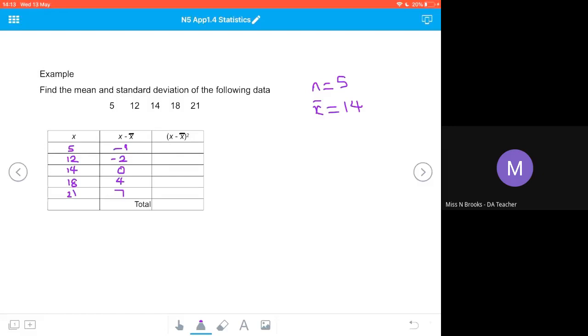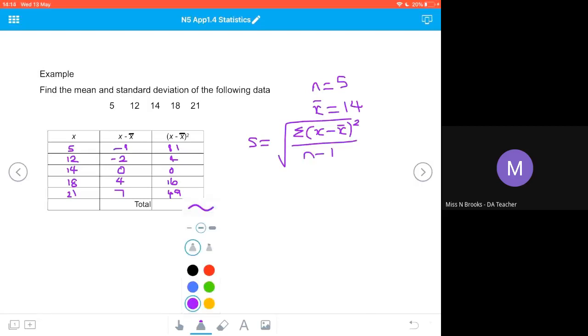Now we need to square it to get rid of all those negatives. So negative 9 squared is positive 81. Negative 2 squared is positive 4. 0 squared is 0. 4 squared is 16. And 7 squared gives us 49. Now, if we remember back to our formula, I'm going to write our formula down now. We've got S equals the square root of the sum of (x minus x bar) all squared divided by n minus 1. So we need to do this sum of (x minus x bar) squared so that we can get a total to be our numerator. And so we're going to add 81 plus 4 plus 0 plus 16 plus 49, and we're going to get a total of 150.